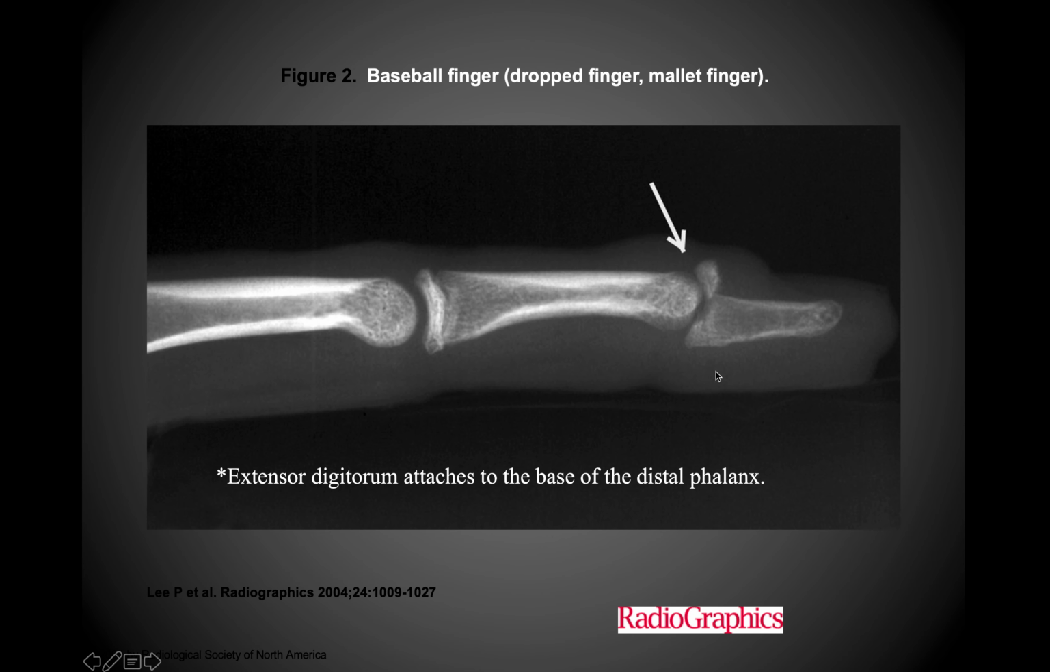This is called a mallet finger or deformity, or a baseball finger. So this occurs from hyperextension of the finger, and so this is where the extensor digitorum, you can see where it attaches at the base of the distal phalanx, and so that can cause a fracture of the base of that distal phalanx, and so we call that a mallet or baseball finger.